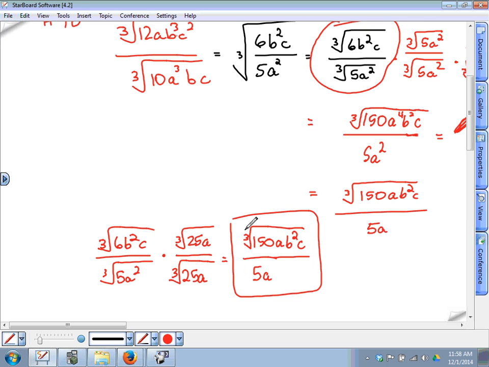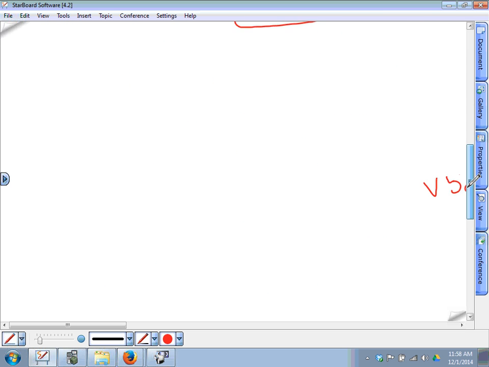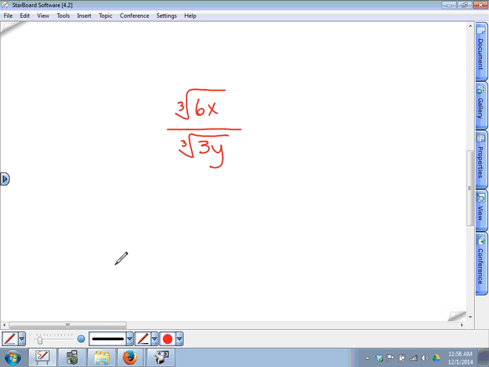Okay. So consider this problem then. Hurry up, write this down. The cube root of 6x over the cube root of, well, sorry, yeah, we can do it.